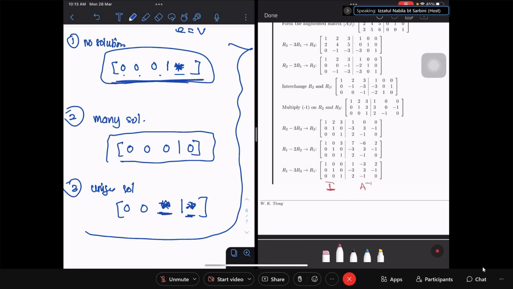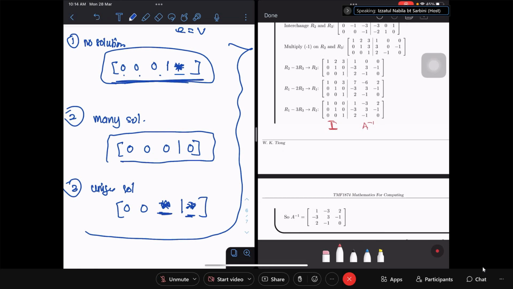You have to reduce your left side to become the identity. And automatically, once your left side becomes the identity, your inverse will be on your right. So your inverse will be, inilah. This will be your inverse.